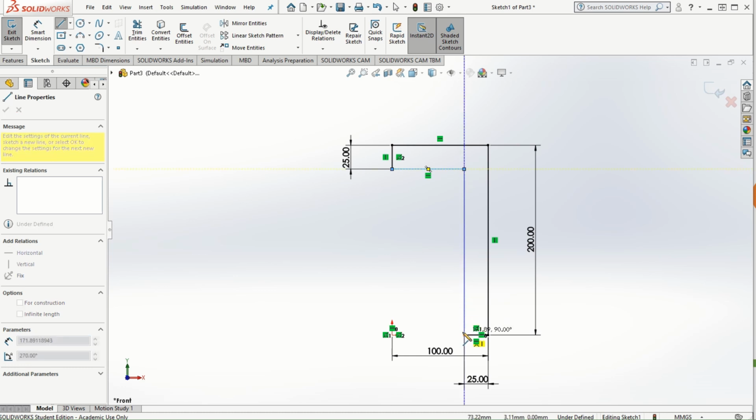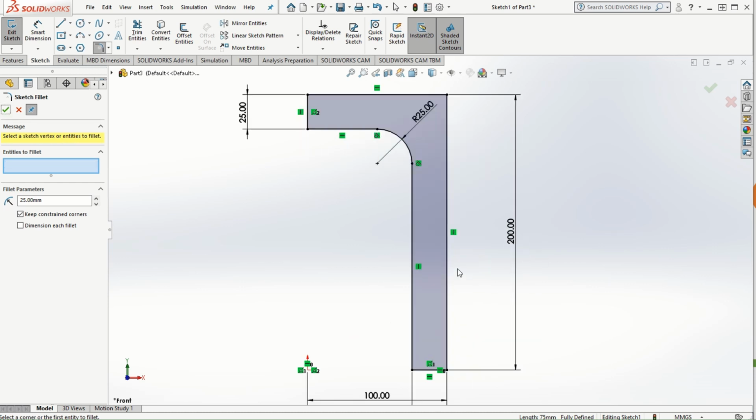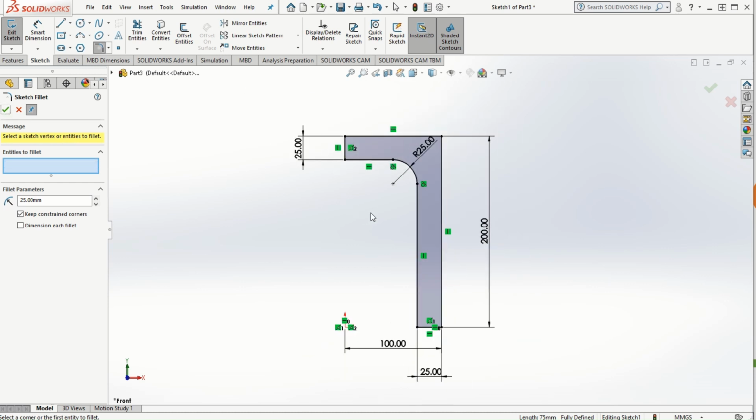And then complete it. And also we can add this radius here, which is 25 millimeters at this location. Click OK. And so that's basically the quarter cross section of the complete cross section of the pressure vessel.